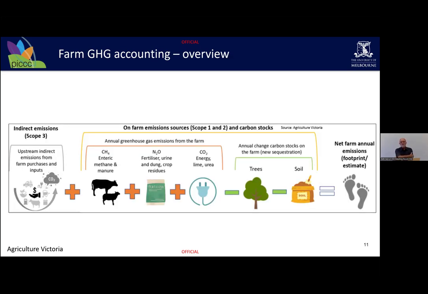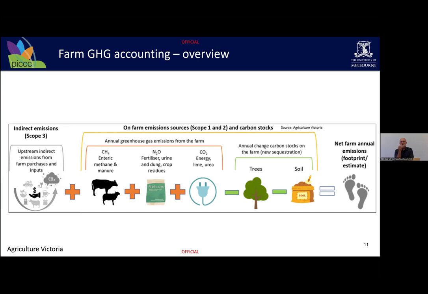Now, I keep showing this diagram that Alison Kelly came up with from Agriculture Victoria as part of the Agriculture Victoria emissions pilot. I think it's pretty useful as a way of explaining this to everybody. If you start second from the left, we've got Scope 1 emissions from manure, from enteric methane from the animals. You've got Scope 1 emissions from fertilizer use, from dung, crop residues. You've got Scope 1 emissions from energy, lime and urea on farm. Those you can all then deduct from that sum of Scope 1 and possibly some Scope 2 around energy, the annual change in soil and trees.